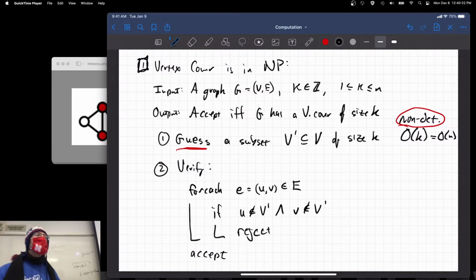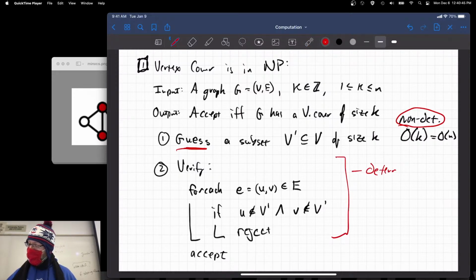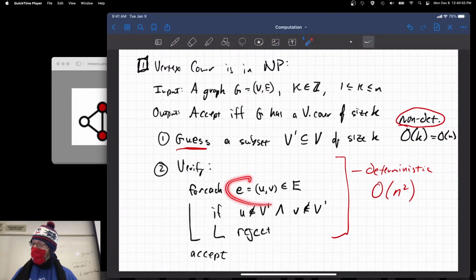Now remember, the magic of non-determinism. This entire algorithm will accept or reject based on whether or not there's at least one accepting path. Again, it's magic. That's enough to show that it's in NP. And by the way, this entire verification part is deterministic, and it is certainly order n squared at most. Why n squared? Because of this for loop running over all the edges.